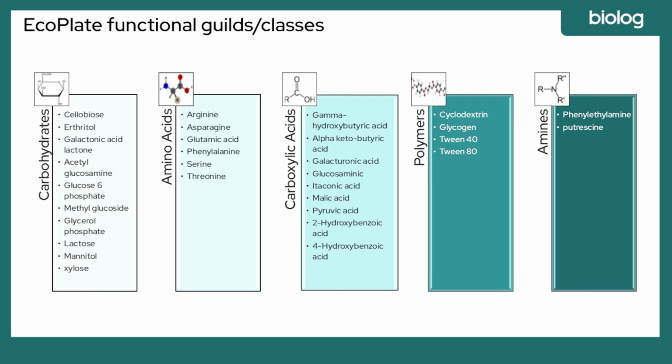Carbon sources in an EcoPlate can be divided into 5 functional guilds: carbohydrates, amino acids, carboxylic acids, polymers, and amines. Substrates within each of these groups require shared mechanisms or pathways to process, so it can be useful to compare the guilds to one another to more deeply understand the metabolic profile of an isolate or community.